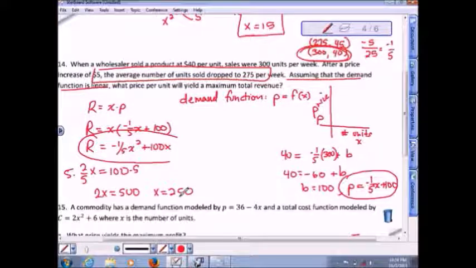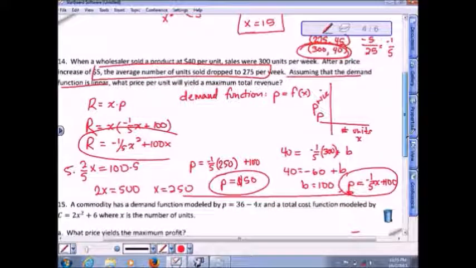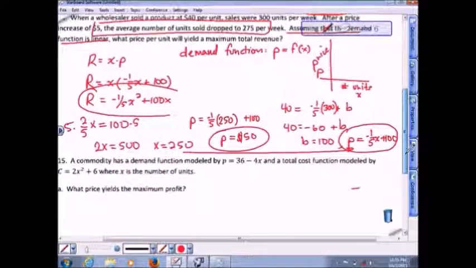This is the number of units you have to sell to maximize revenue, but what price are you going to sell it at? So now we have to refer back to the price function here. Price is equal to negative 1/5 times the number being sold plus 100. So negative 1/5 of 250 is negative 50. Negative 50 plus 100 means the price needs to be set at $50 to maximize revenue. And at that price, you'll sell 250 according to the demand function.